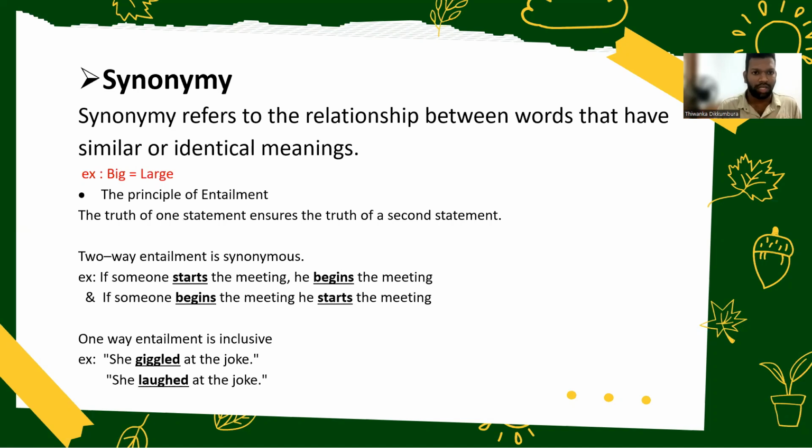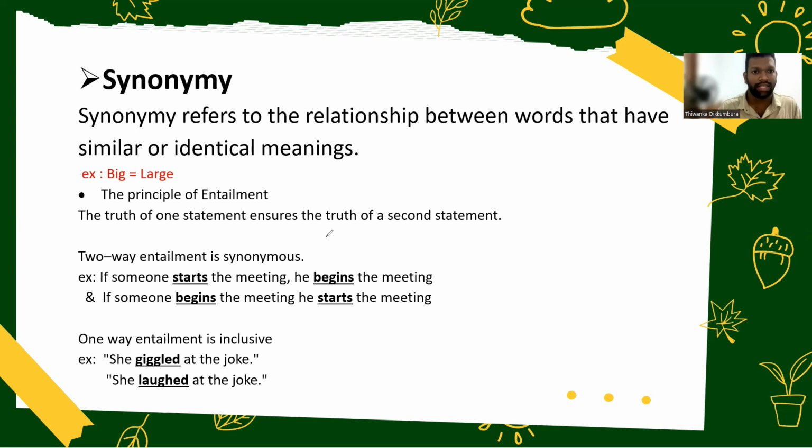When we consider synonyms, we have to consider the principle of entailment. There are two types of entailments in synonymy: one-way entailment and two-way entailment. Through this entailment, we are going to talk about the truth of one statement that ensures the truth of the second statement. First, I will introduce you to the two-way entailment. That is synonymous.